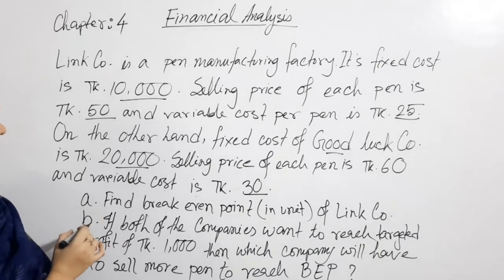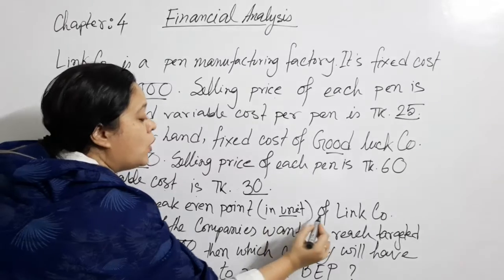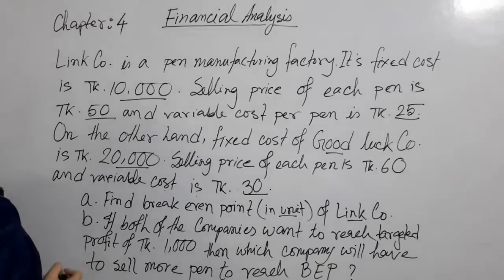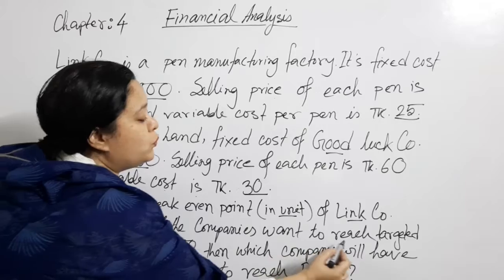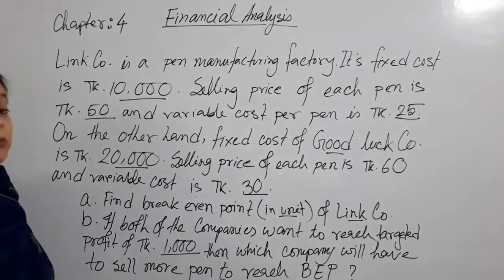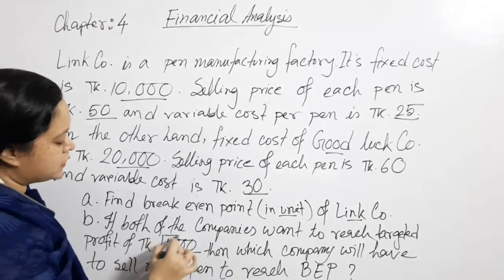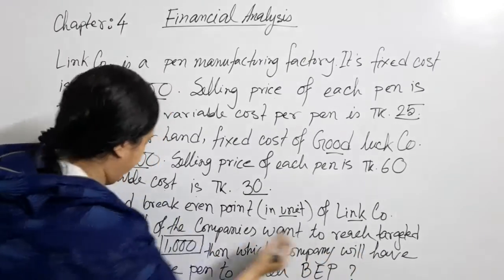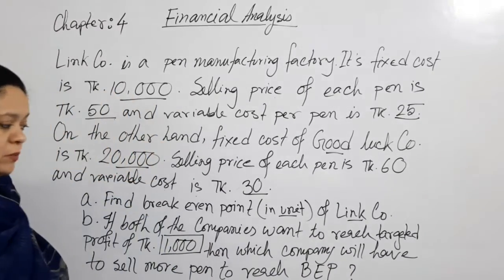Here the requirements are: A. Find out break-even point in unit of Link Company. It means only Link Company. And requirement number B. If both of the companies want to reach a targeted profit of taka 1,000, it means expected profit, for both companies, then which company will have to sell more pens to reach the target?